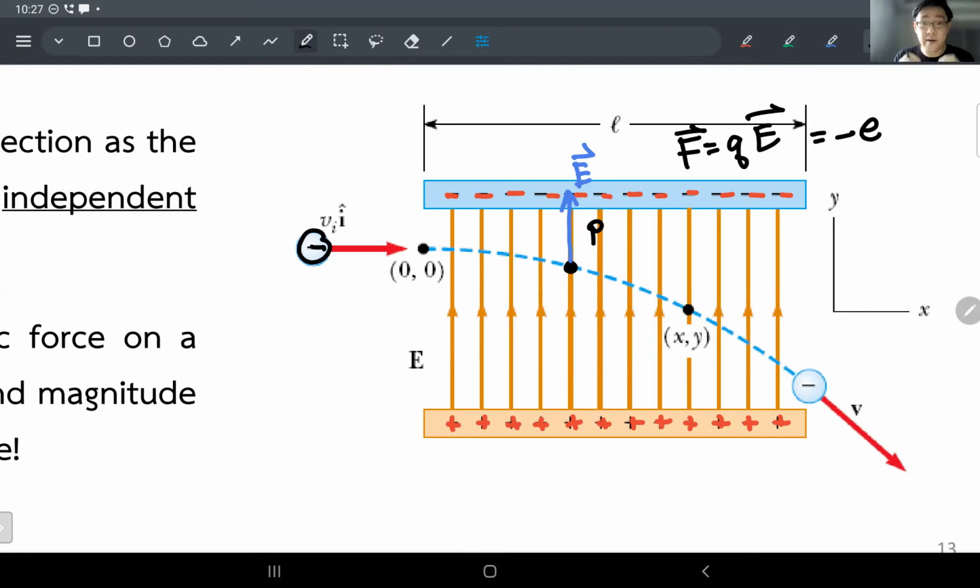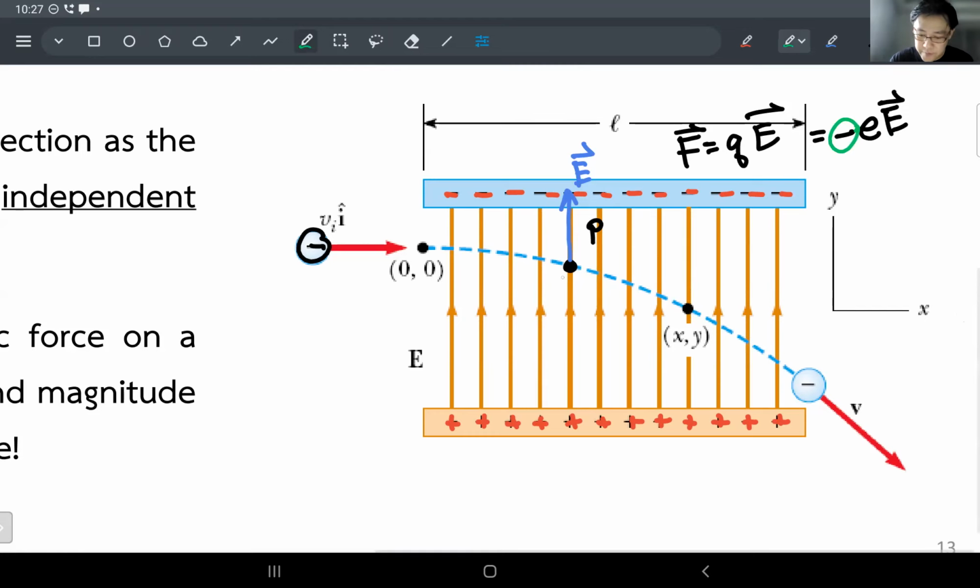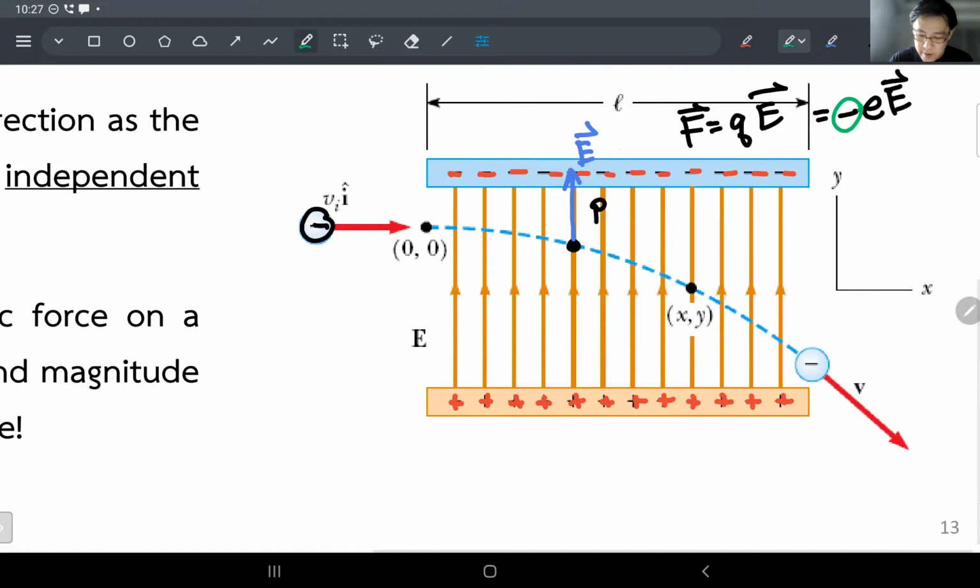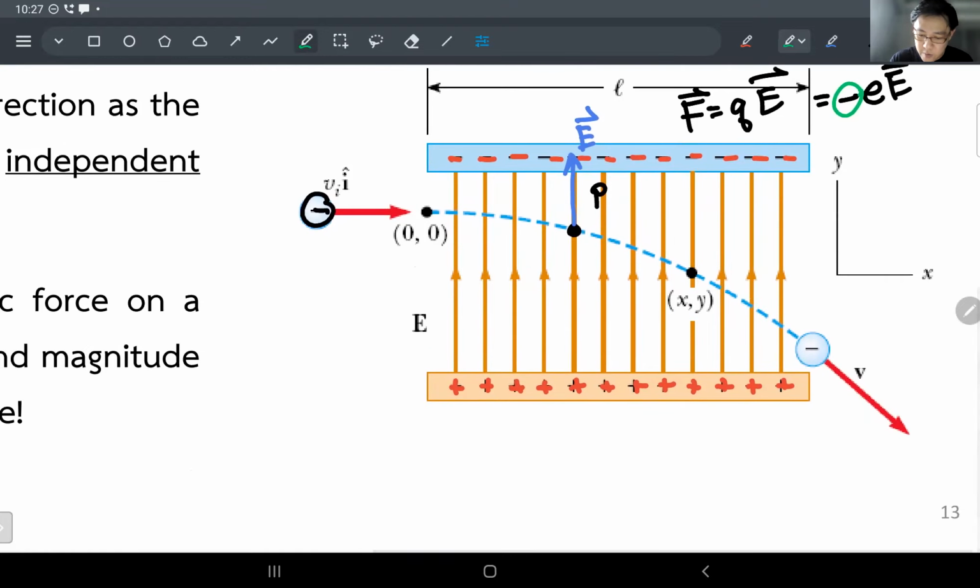e is just 1.6 times 10 to the negative 19 coulombs, which is fine, just a constant of the universe. And then you multiply by the electric field because the electric field is pointing up. So the negative sign over here means the electron will experience the force pointing down. Cool? All right, we discussed this last time, and here, this is one big example that you can see. There you go. All right, so that's it.